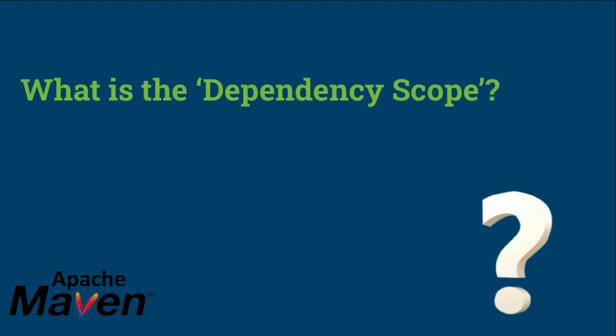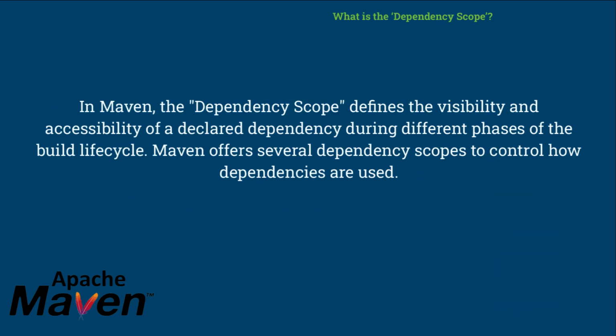Next question, what is the dependency scope? In Maven, the dependency scope defines the visibility and accessibility of a declared dependency during different phases of the build lifecycle. Maven offers several dependency scopes to control how dependencies are used.